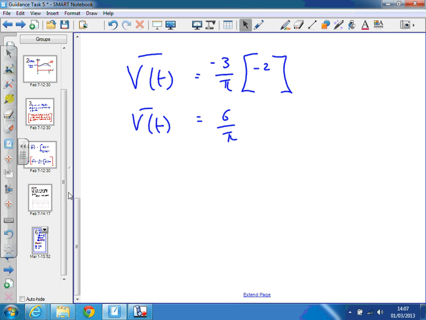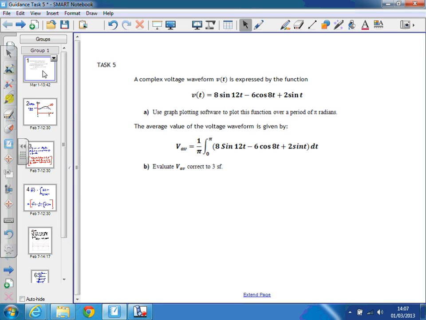Now you can go back and try Task 5, and evaluate an average value for the function correct to 3 significant figures.